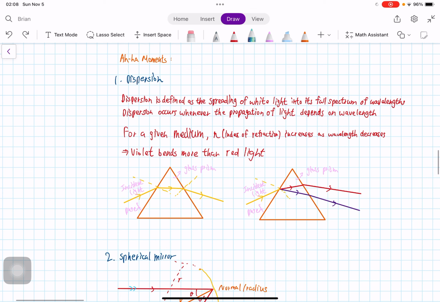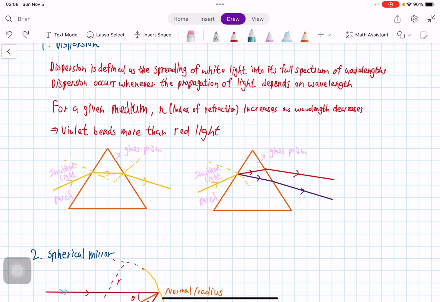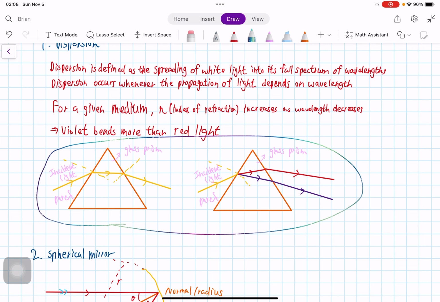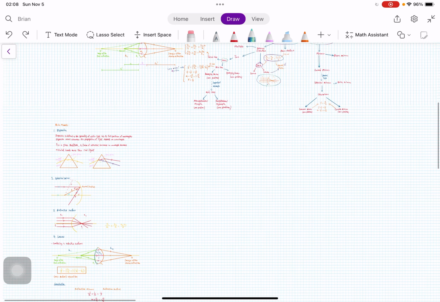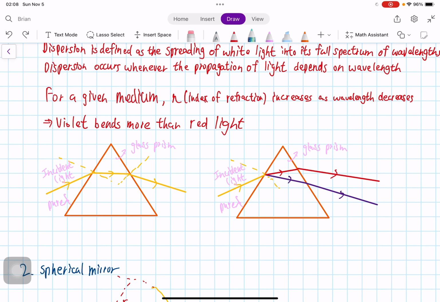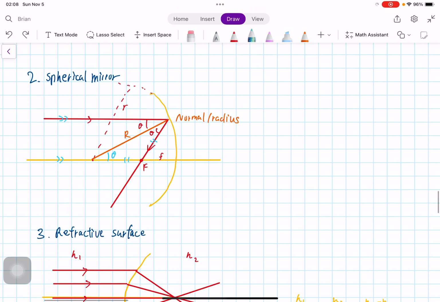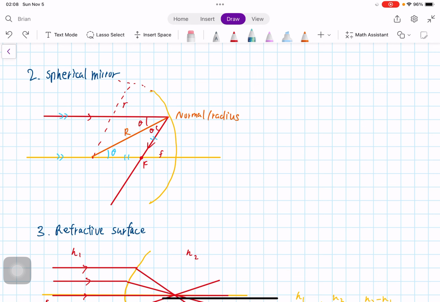So after we look at the concept map, I want to stress a little bit about the aha moments I overcame in this course. The first one is dispersion. It looks a bit complex for me when I start looking at dispersion, but it becomes simpler after I look at these two diagrams, which show how dispersion works when white light travels through a medium, that the red and violet light just spread. So for a given medium, the index of refraction increases as wavelength decreases, and that explains why violet light bends more than red light.